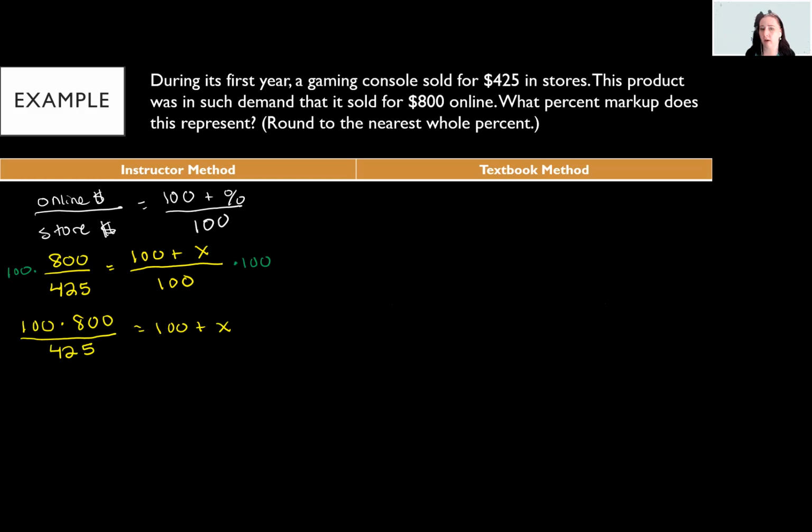And then you're just on your calculator going to do 100 times 800 divided by 425. And then this is what we're going to round to a whole number. So if you're going to round, do it after you multiply by 100. So we get 188.2352941. So we'll just round to 188. And then this equals 100 plus X.